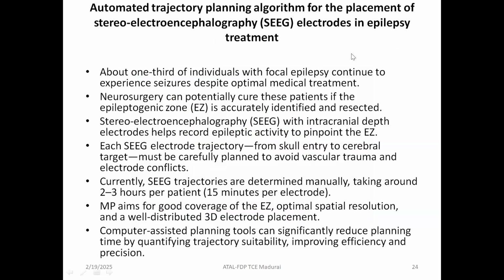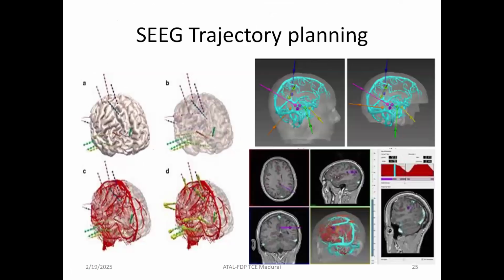This is the real problem, the real scenario that comes for researchers like us in the medical field. These are the various images where you can see the trajectories, multiple trajectories. If you want to diagnose one particular region, you need to insert at least 10 electrodes inside the brain. With the minimum number of electrodes, the diagnosis is a little bit difficult.